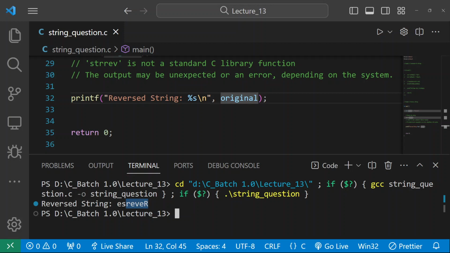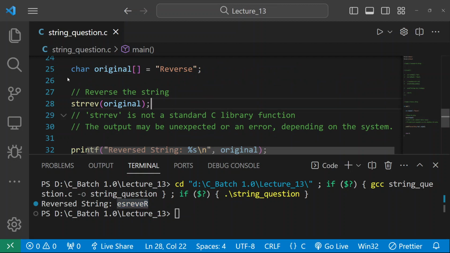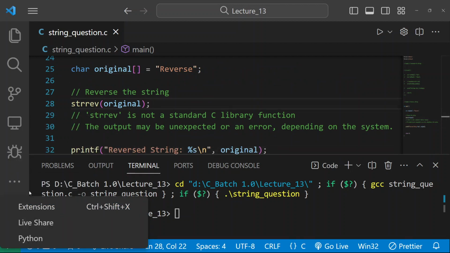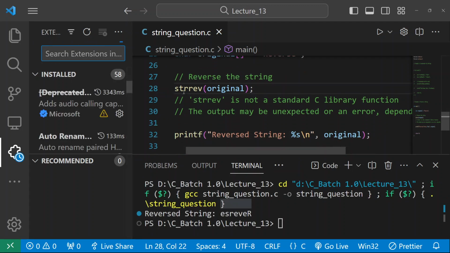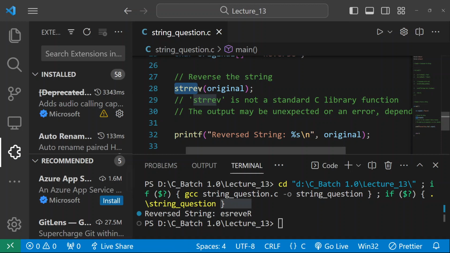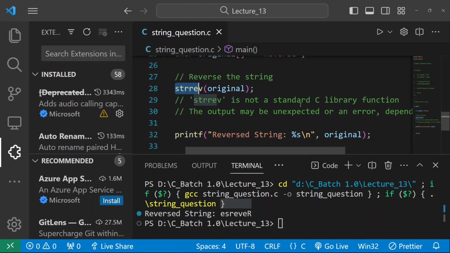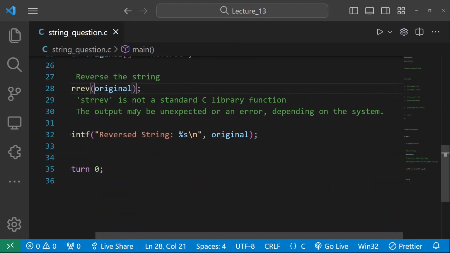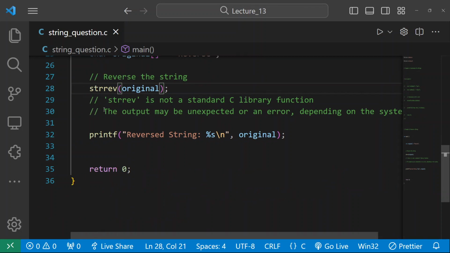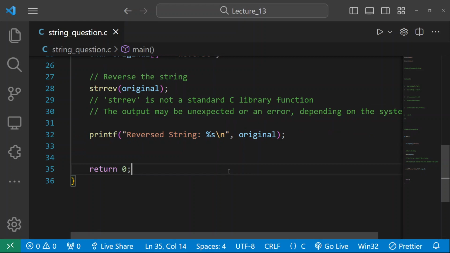Have you seen the output? Did I get a reverse string? Yes. The reason is I'm using VS Code, and in VS Code we have extensions, and this extension is helping me to make this work. In many cases this will not work. The reason I have written here itself is not a standard C library function. Again repeating, it is an interview question. The interviewer asks me the reason. The reason is the output may be unexpected or an error depending on the system. It depends from system to system.